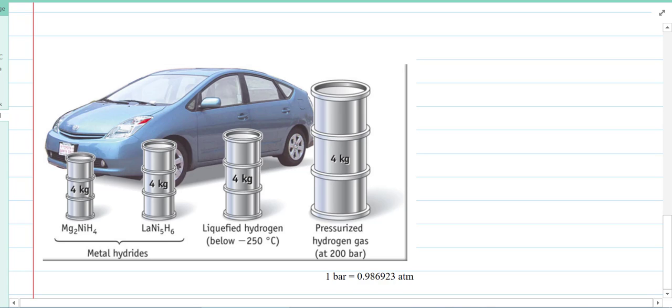Biodiesel is also another option. Natural gas and propane have been talked about. And so, what's the best? What do we use? Well, currently we use gasoline. And why do we use gasoline? Because we're evil? No. Right?